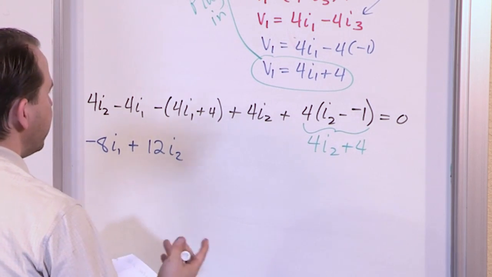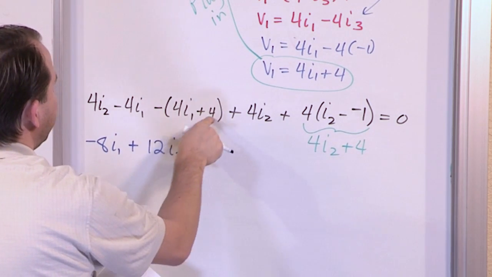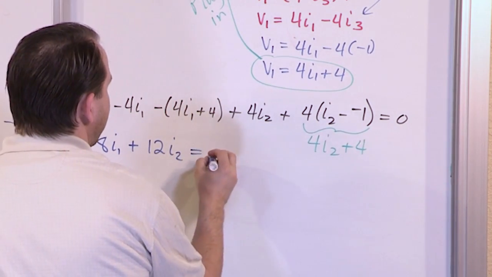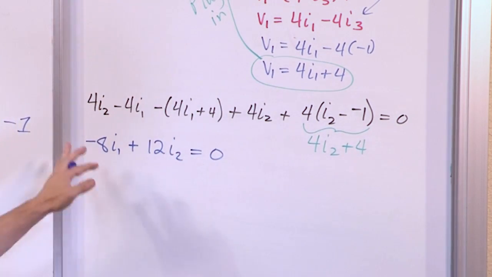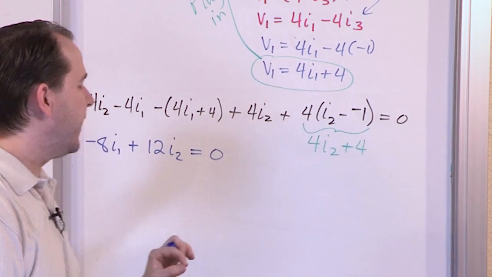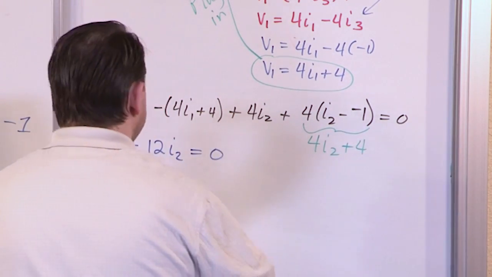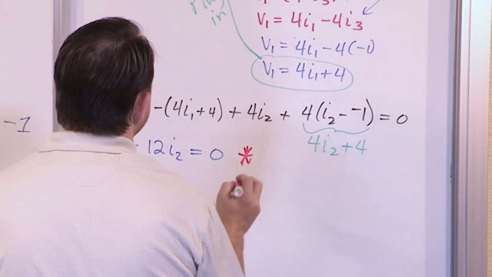All right. Now when you think about it, here you have a negative 4, and over here you have a positive 4, so that's just 0. So you've accounted for all the terms. We're adding up all the I1s and all the I2s, and we arrive at this equation here. So this is an asterisk equation.